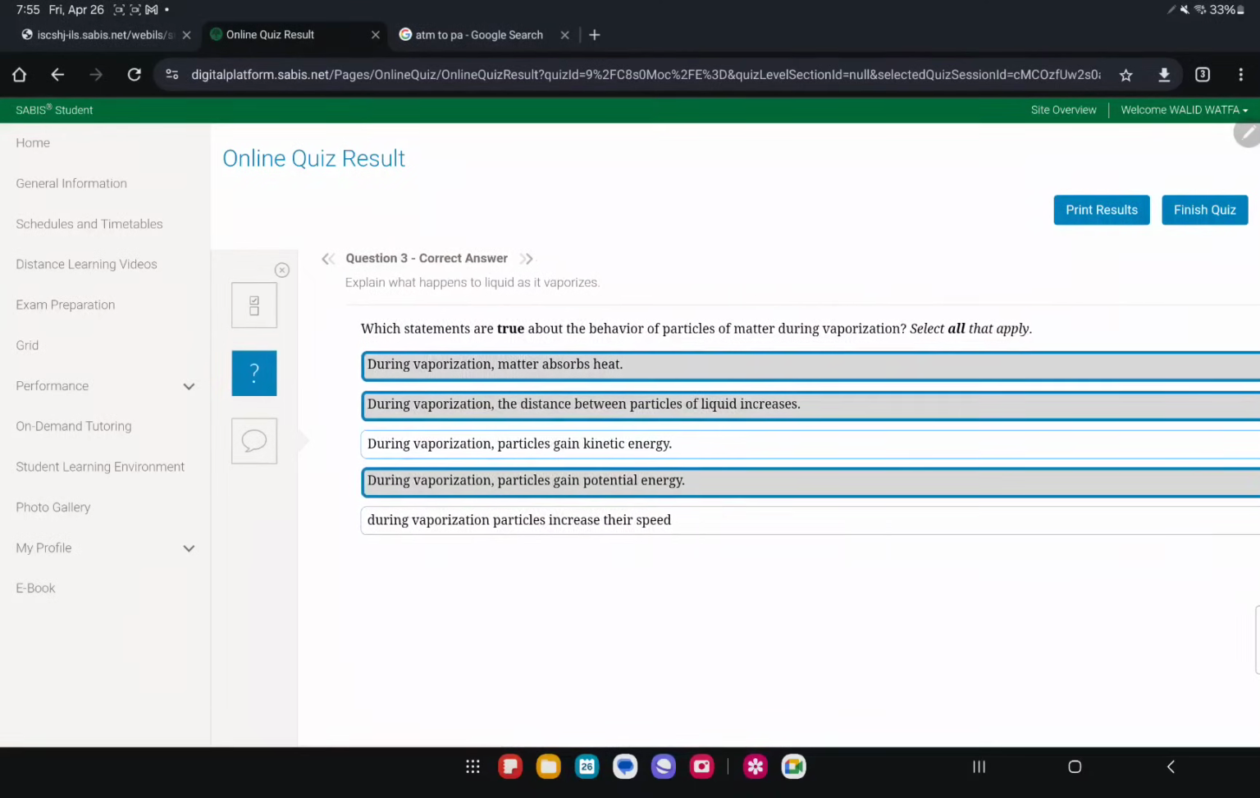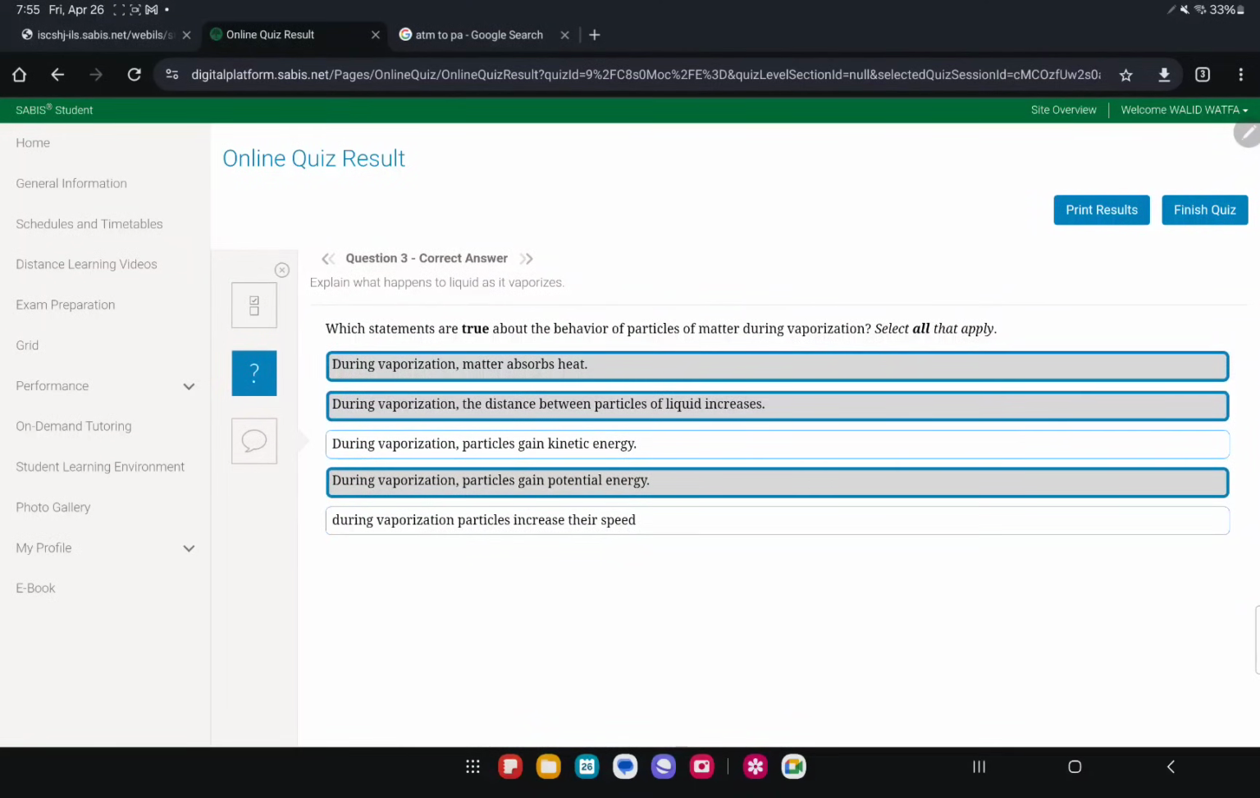Question 3. What is true about the behavior of particles during vaporization? During vaporization, obviously matter absorbs heat. For those who don't know, vaporization is going from a liquid to a gas. Of course, you need to absorb heat to become a gas. During vaporization, the distance between the particles of a liquid increases. Of course, to become a gas, you need to split the bonds between these liquid particles, so they have to space out more. So the distance between the particles will increase.